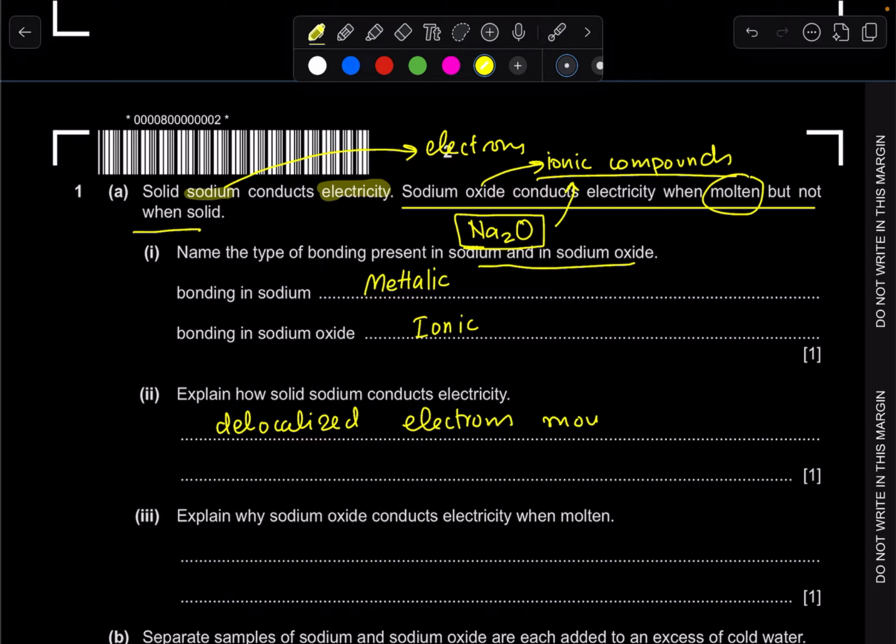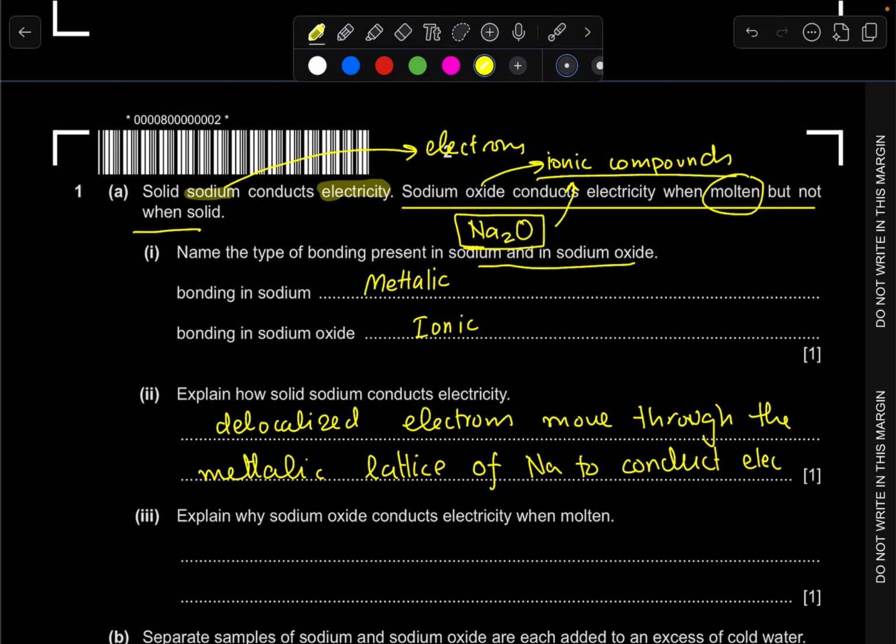move through the metallic lattice of sodium to conduct charge. To conduct, you can say charge or you can say electricity.